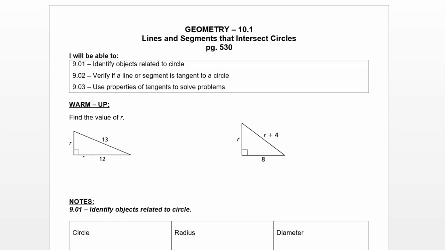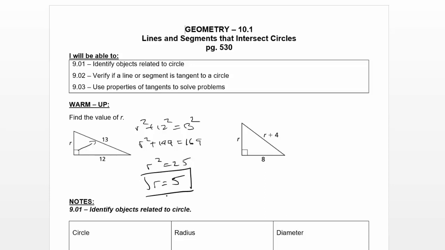These are right triangles, so the side lengths are related by the Pythagorean Theorem, which we've solved quite a bit. a squared plus b squared equals the hypotenuse squared, so r squared plus 12 squared equals 13 squared. r squared plus 144 equals 169. r squared equals 25. r therefore is plus or minus 5, but in this context we can only have positive lengths, so r is positive 5.